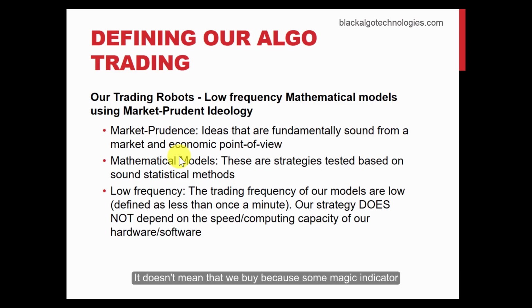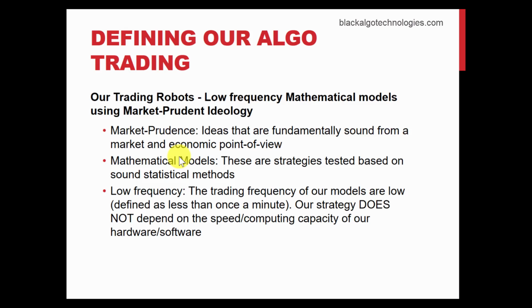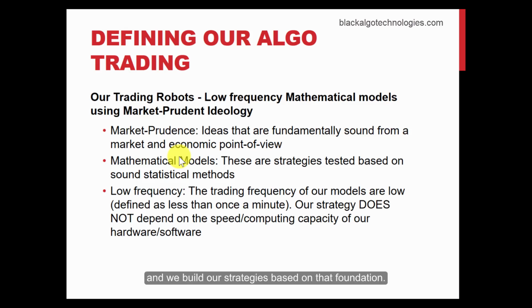It doesn't mean that we buy because some magic indicator crosses another magic indicator, and hence these 2 arbitrary mathematical formulas are supposed to forecast future price moves. No, we don't do that. We understand why we do things because we break things down to first principles, the basic building blocks. Understand how things work, why things work, and we build our strategies based on that foundation.